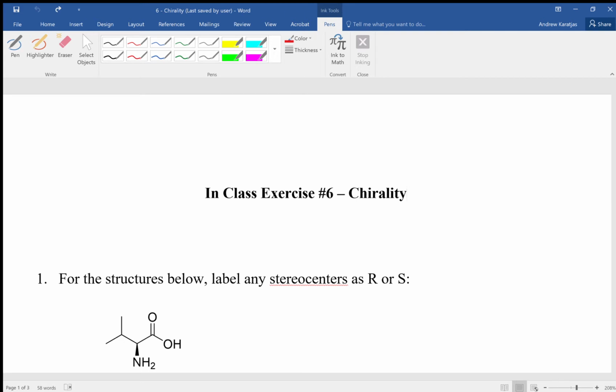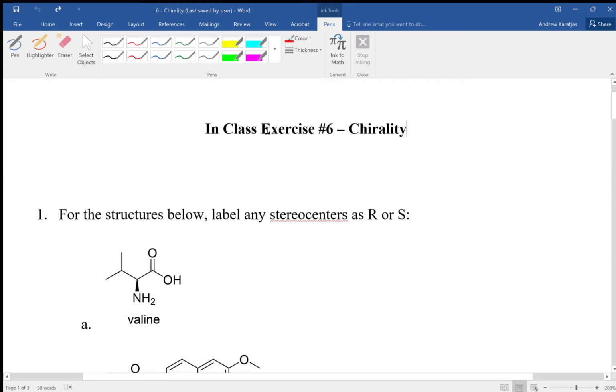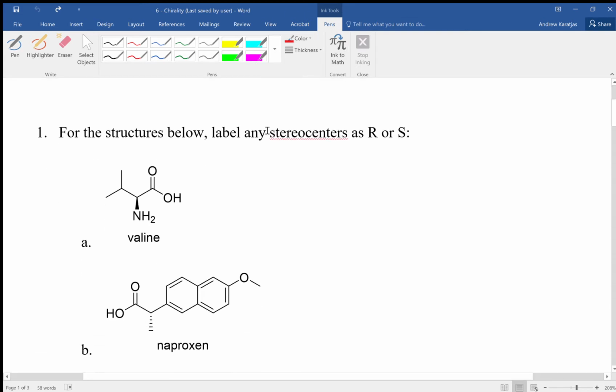So now we're going to go over these problems on chirality. This first group of problems, we're trying to label any stereocenters as R and S. So starting with valine, valine has just one stereocenter located this carbon.